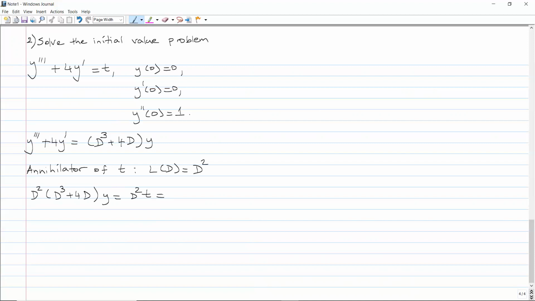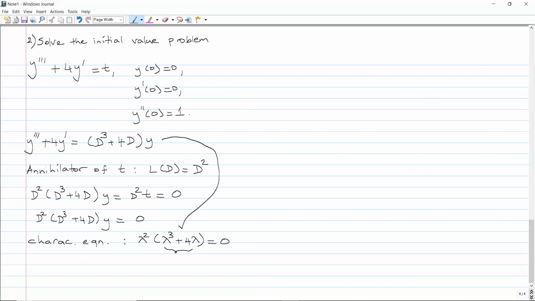But when we apply it to the right side, we get 0. So we have the homogeneous equation, D squared times (D cubed plus 4D) equal to 0. To find the solutions, we need to consider the characteristic equation: lambda squared times (lambda cubed plus 4 lambda) equal to 0. So again, first I'm going to consider the piece coming from p of lambda, coming from the original differential equation. So lambda cubed plus 4 lambda equal to 0. If I factor out lambda, I have lambda times (lambda squared plus 4) equal to 0.